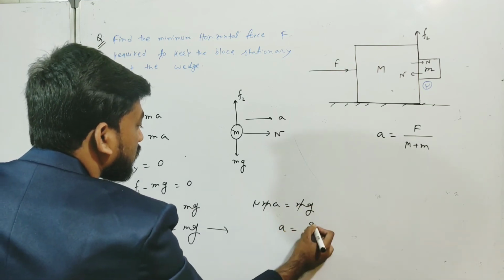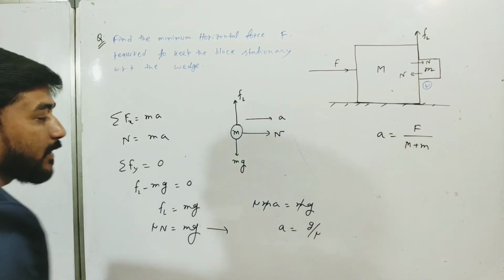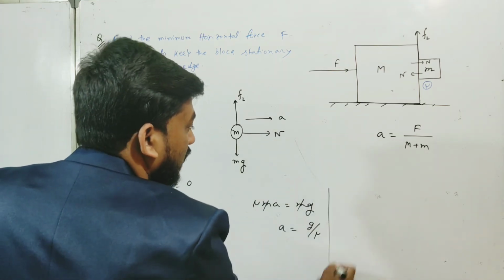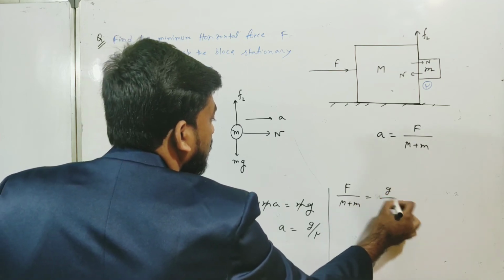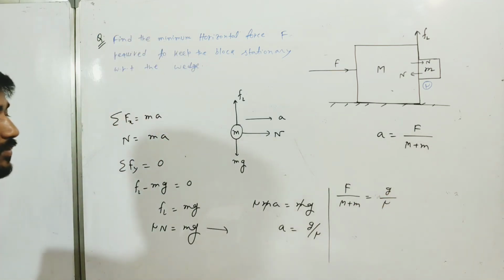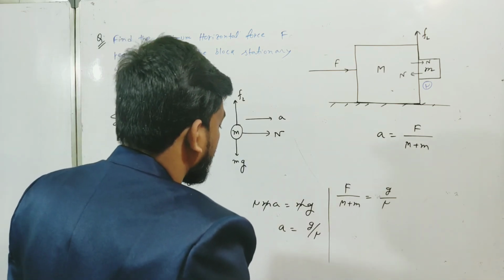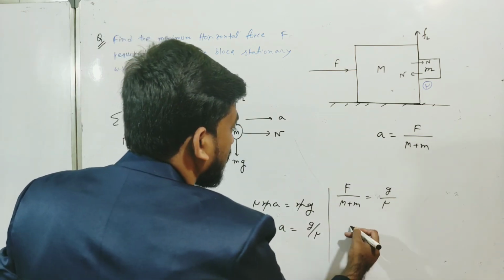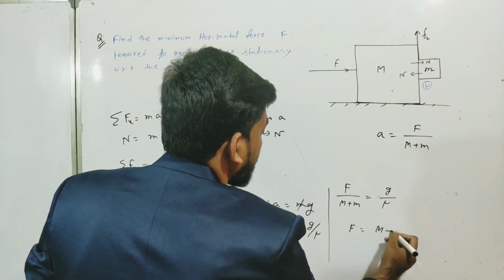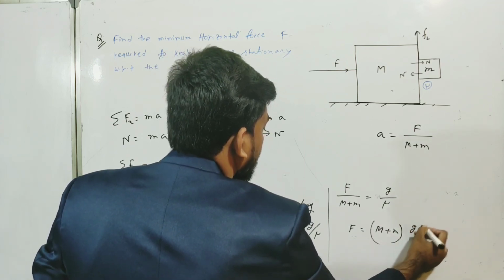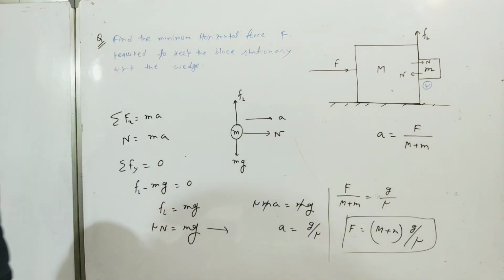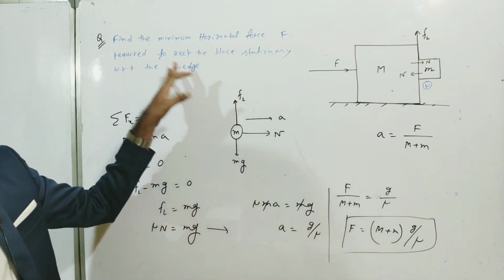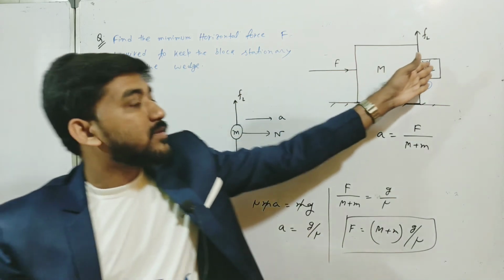So A is equal to g by mu, and A is obviously F by M plus m. So F by M plus m is equal to g by mu. So what is the force required? F will be M plus m into g by mu. This is the minimum force that is required, M plus m into g by mu, to keep the block stationary on the surface.